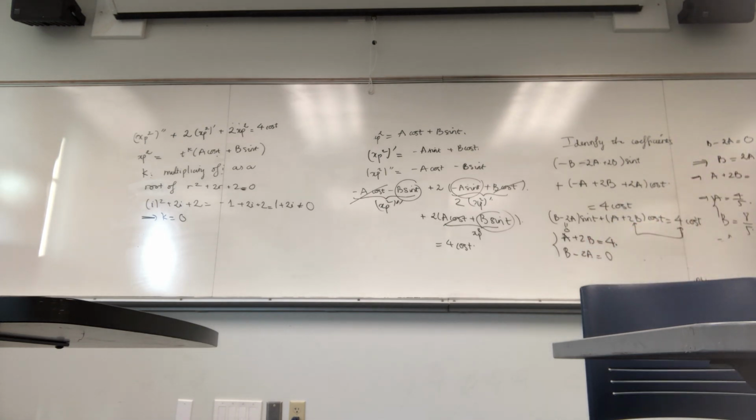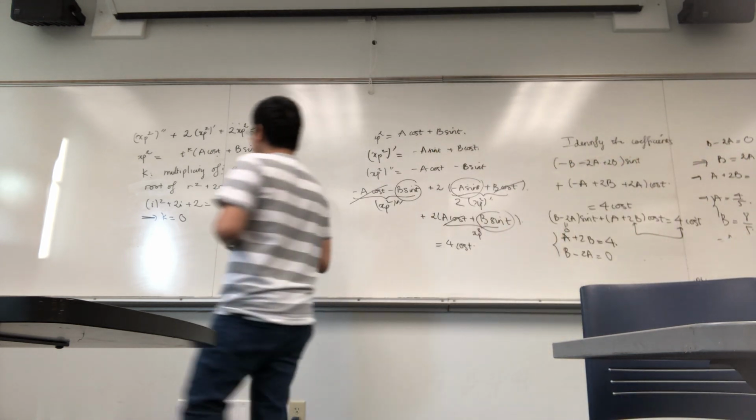All right? Now, you have a plus 2b is 4, b minus 2a is 0. b minus 2a is 0 means that b is 2a. So I'm going to plug 2a into the first equation. A plus 2b will be a plus 4a, and this is 5a. But the first equation gives you 4, so a is 4 over 5, and b is 8 over 5. Questions? So now, what is the formula for xp2?